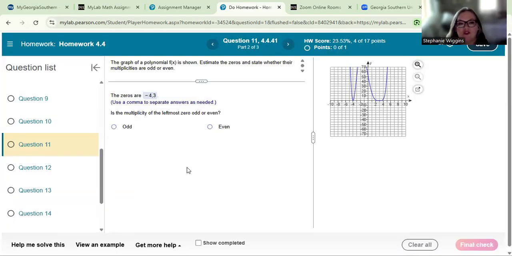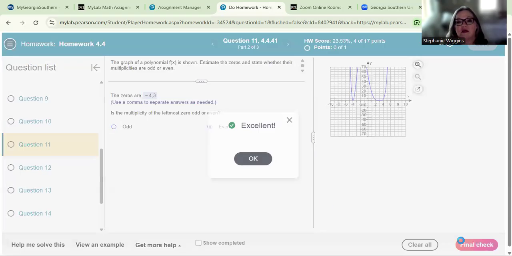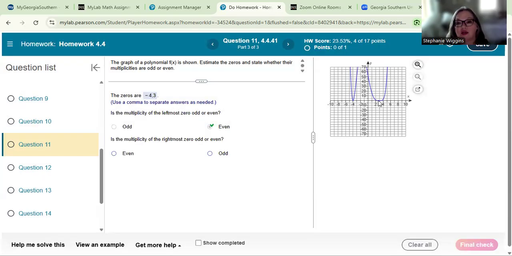And now we're supposed to say, is the multiplicity of the leftmost zero odd or even? Since it doesn't pass through the x-axis, but touches the x-axis, we know that the multiplicity is even. And the same thing happens for this one here. Is the multiplicity of the rightmost zero odd or even? It's also even because it does not cross the x-axis, it touches. So it also is even.